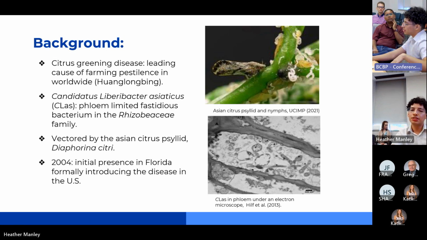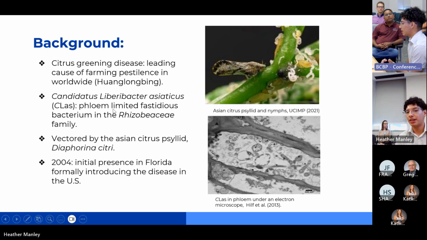There's also the African citrus psyllid, but mostly I'll be focusing on the Asian citrus psyllid side. They both basically do the same thing, but just on different plants. The species that is the reason for why we have citrus greening is called Candidatus Liberibacter asiaticus, CLAS for short. This is the pathogen, the microbe that infects the citrus plant and causes a whole variety of different complications as a result.